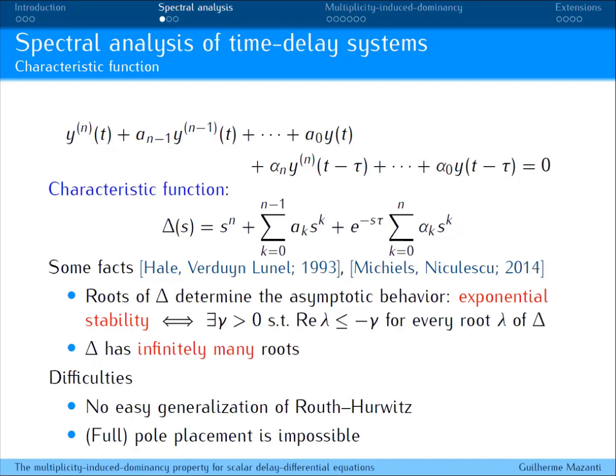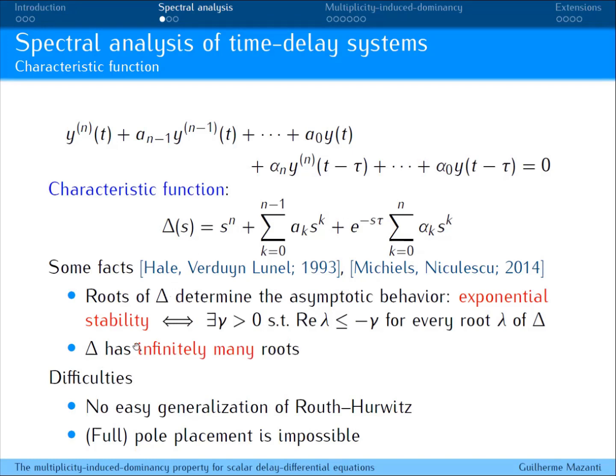And it can also be shown that, except for the trivial situation where we have no delay, this function has infinitely many roots. And now we have difficulties because we cannot answer the previous questions that we could answer in the case of systems without delay, because there is no easy generalization of the Routh-Hurwitz criterion, meaning that we do not know any algorithm where you just take these values alpha, these values a, and the delay tau, and say, yes, the system is stable, or no, the system is not stable.